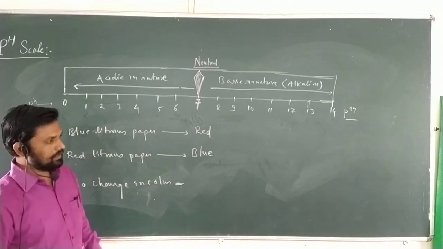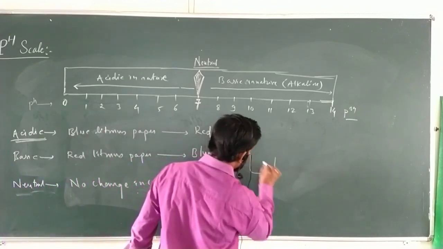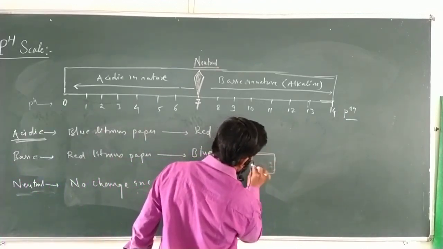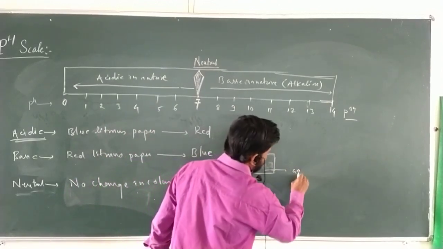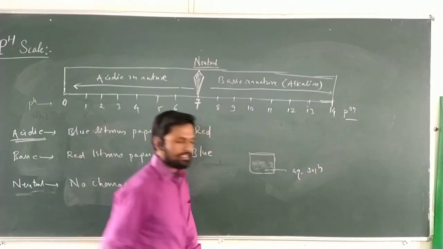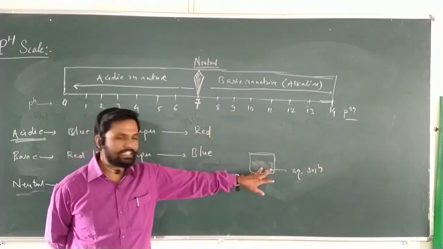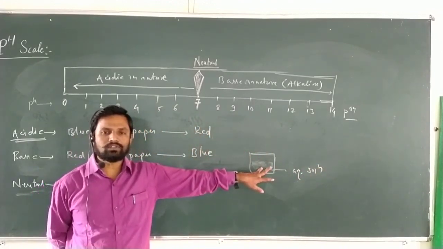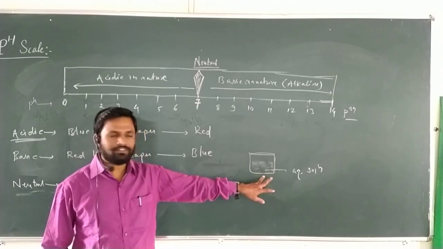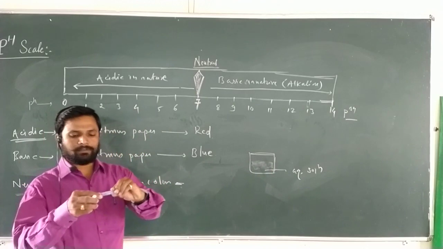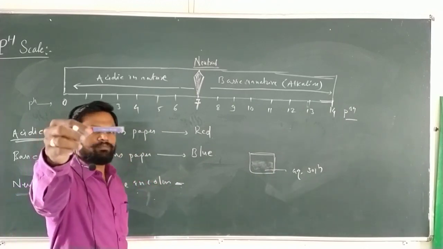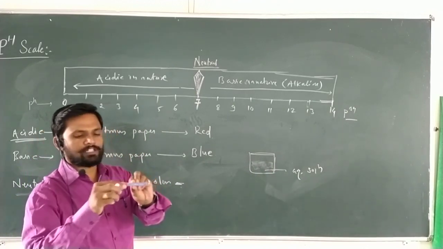Here, for example, in a vessel a certain solution is there, an aqueous solution of a certain substance. We don't know whether it is acidic or basic in nature. What do we have to do? We have to check it. How can it be checked whether it is acidic or basic? First, take any paper. This is the blue litmus paper. You can see this is a blue color.